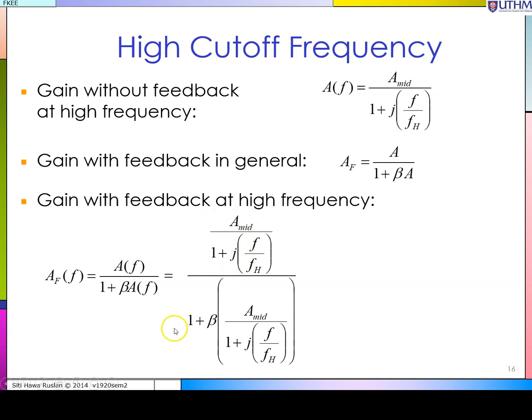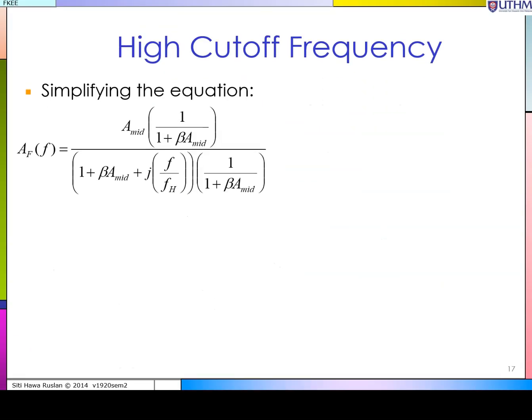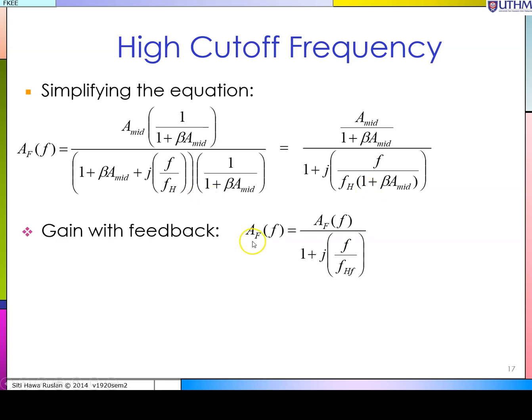So this is A, 1 plus beta A. Simplify this, okay. It is a mathematical expression. You do some manipulation, simplify it further, okay. So I can write it in terms of this. I just divide everything with 1 plus the value over there, okay. And from there, I can get that AF, which is the overall gain, is a function of frequency. The AF is a function of frequency divided by 1 plus jF over FHF.